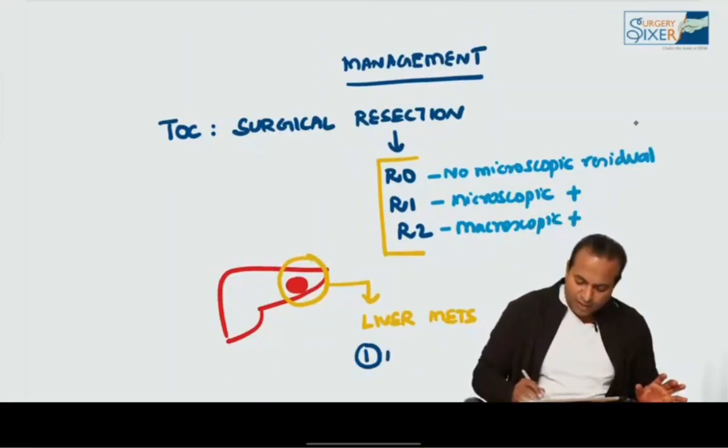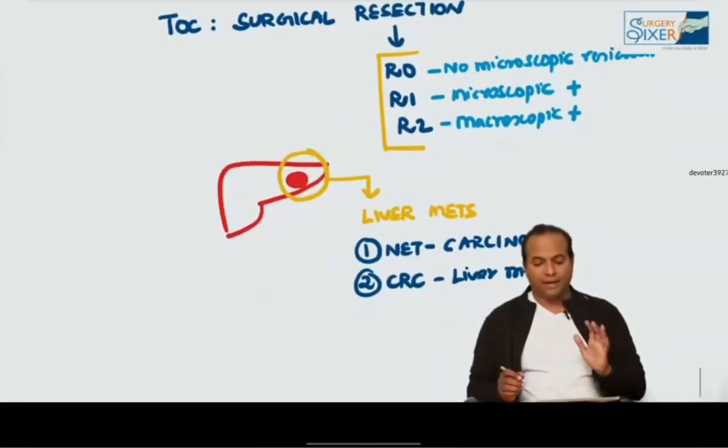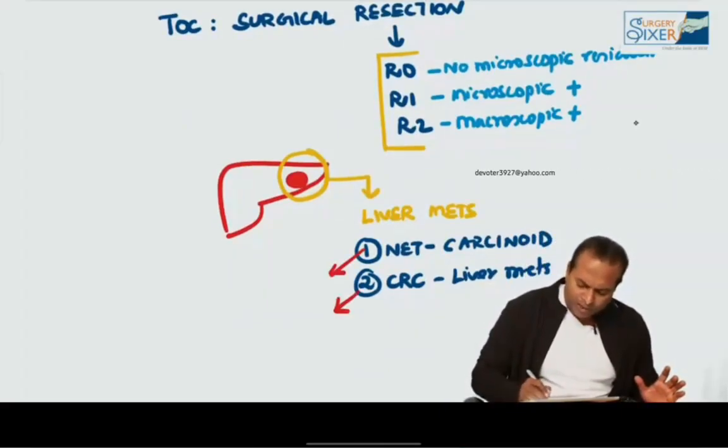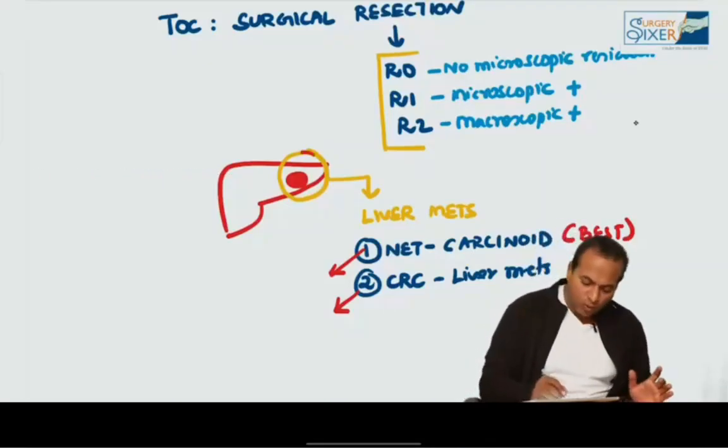The first answer is neuroendocrine tumor, that is carcinoid. And the second answer is colorectal cancer with liver mets. That is why in these two cases only, we operate on liver mets. There are guidelines advising you to operate on neuroendocrine tumor, carcinoid, and colorectal cancer with liver mets. We can operate. So the best prognosis is seen with carcinoid with liver secondaries. We can go and resect that secondary. Even if there is a microscopic residual, don't worry, we have to resect it.